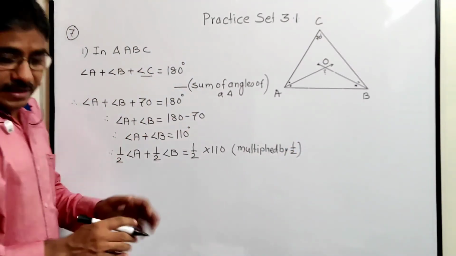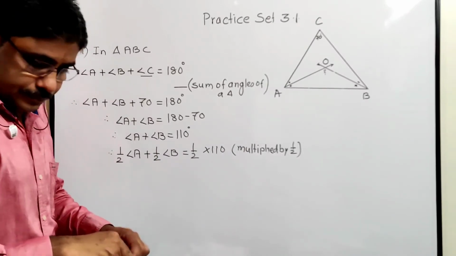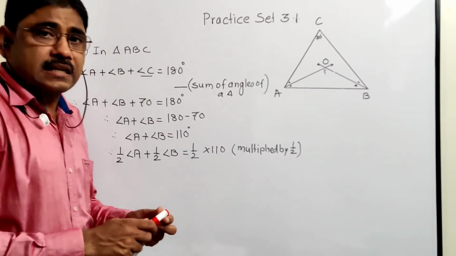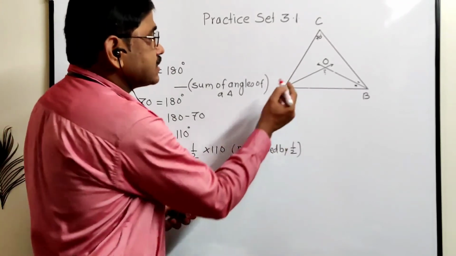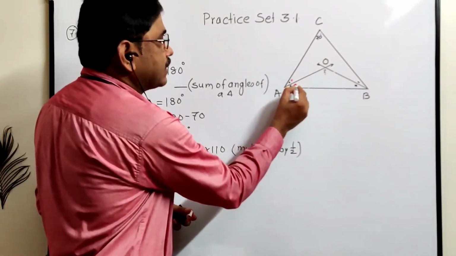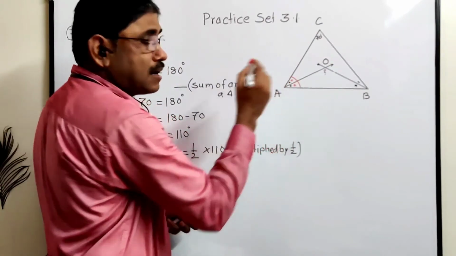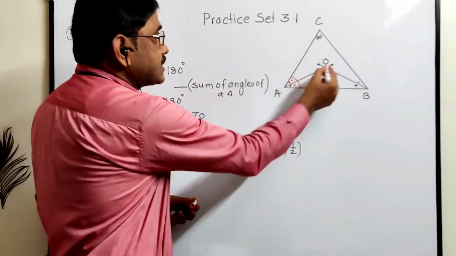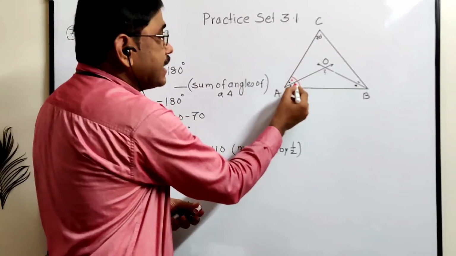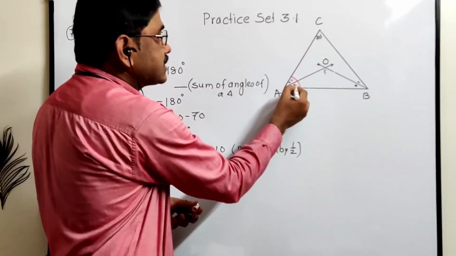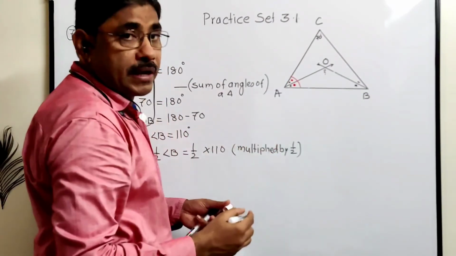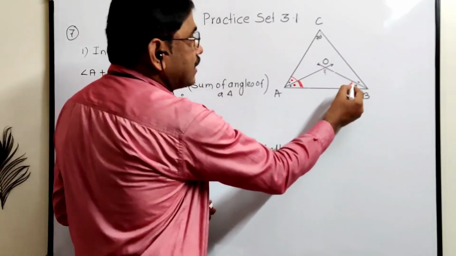So half A, if we observe the figure, बाइसेक्टर का मतलब क्या है? Bisector means divide into two equal parts, A and A. AO is the bisector of A. इसका मतलब है this AO divides this A into two equal parts, यानी this part is half of A, this part is half of A, and half of B means angle OBA.